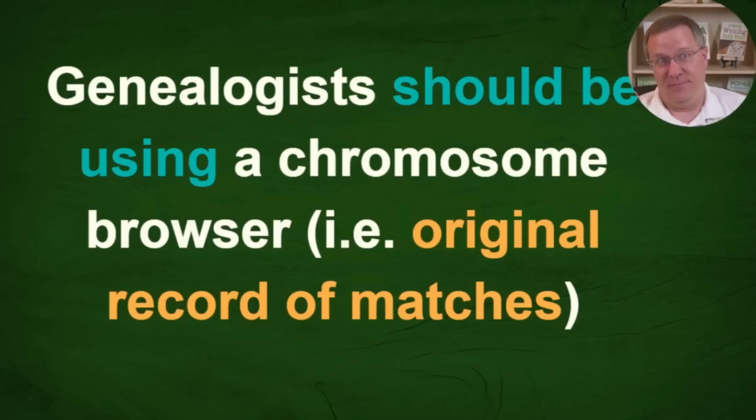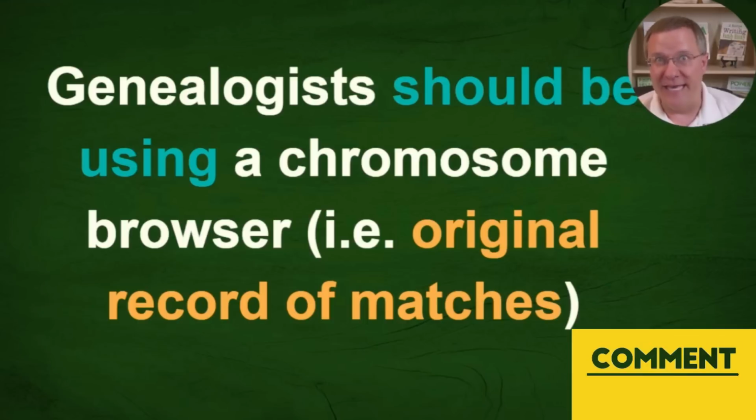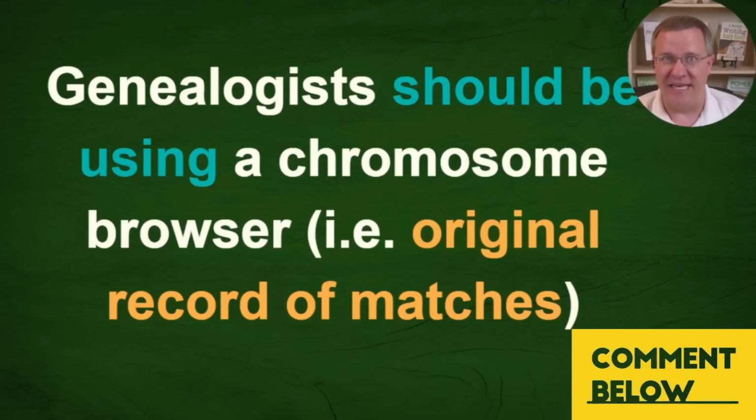Because of that, then, genealogists should be using a chromosome browser. In other words, they should be looking at the original record of matches. It's that simple. That is why a chromosome browser is important. It is the original record of matches. It contains the most data about that match. The index is just a condensed portion of that information.